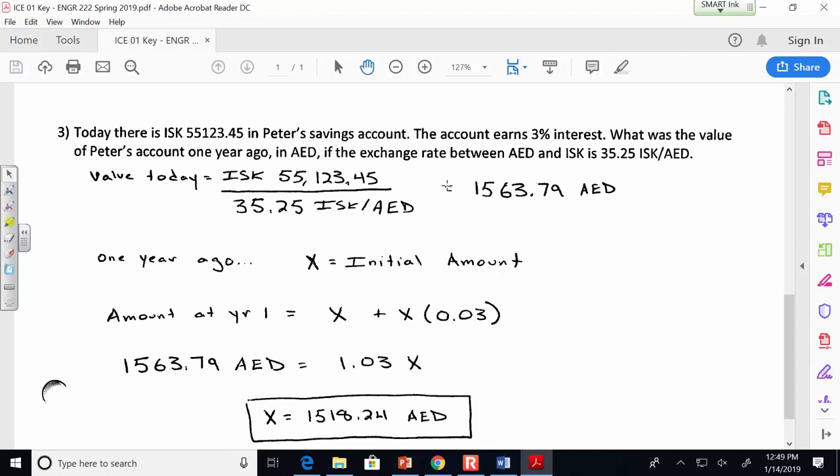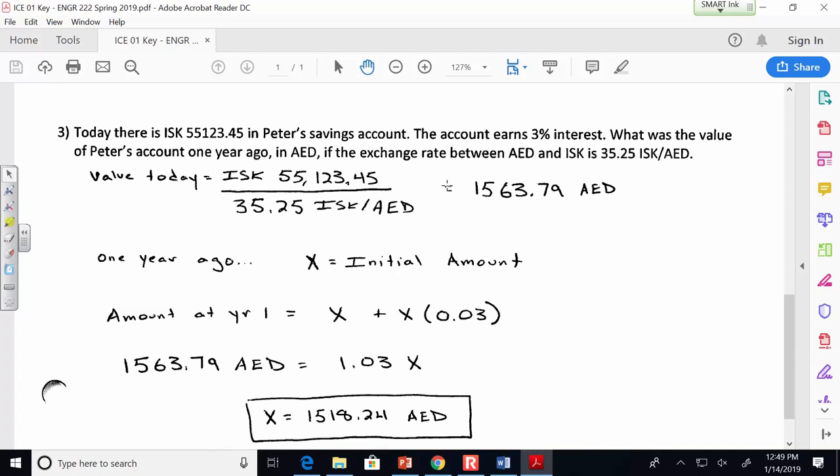55,123.45 Icelandic krona, how many United Arab Emirates dirhams do you get? So you divide by 35.25 krona per dirham, and you get 1563.79 AED. And that's the final value. That's today, 1 year later. What we want to know is, what was the equivalent number of dirhams at the beginning?